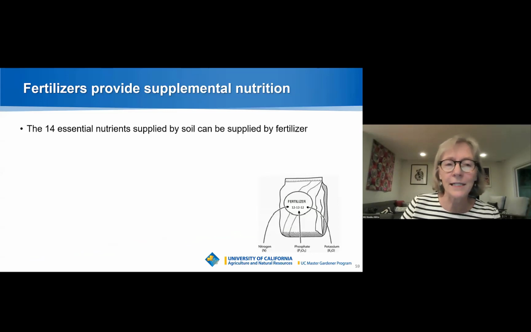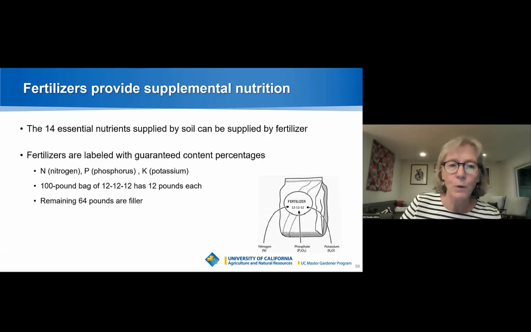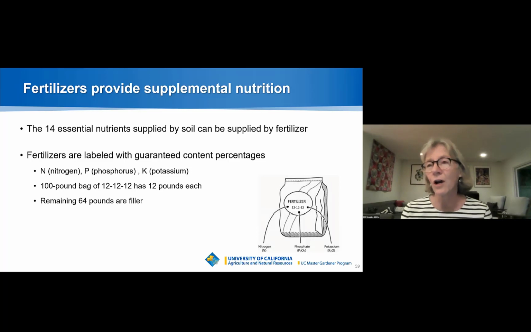And those 14 essential nutrients that are supplied by soil can be supplemented with what we provide in the fertilizer. The three numbers on the front of the fertilizer bag are usually N, P, and K. So a 100-pound bag of 12-12-12 will have 12 pounds each of nitrogen, phosphorus, and potassium, and the remaining 64 pounds are filler. So fertilizers are regulated.